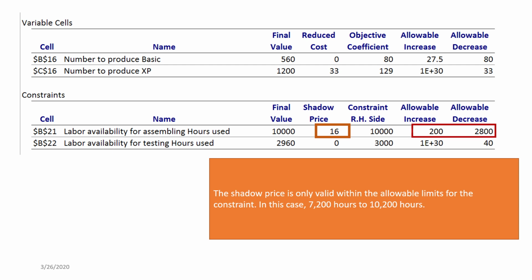We wouldn't have anything to test at all. Given our constraints in the assembly department, we're only able to test for 2,960 hours. So even if I had 30,000 hours, it wouldn't impact my solution or my objective. And that's why the allowable increase for the 3,000 is 1 times 10 to the 30, or basically it's saying infinity. In contrast, the allowable decrease for the 3,000 is 40 hours, and that's because we're currently using 2,960 hours. If we dropped that constraint by more than 40 hours, that would take that constraint below 2,960, and now our testing department would limit our output.